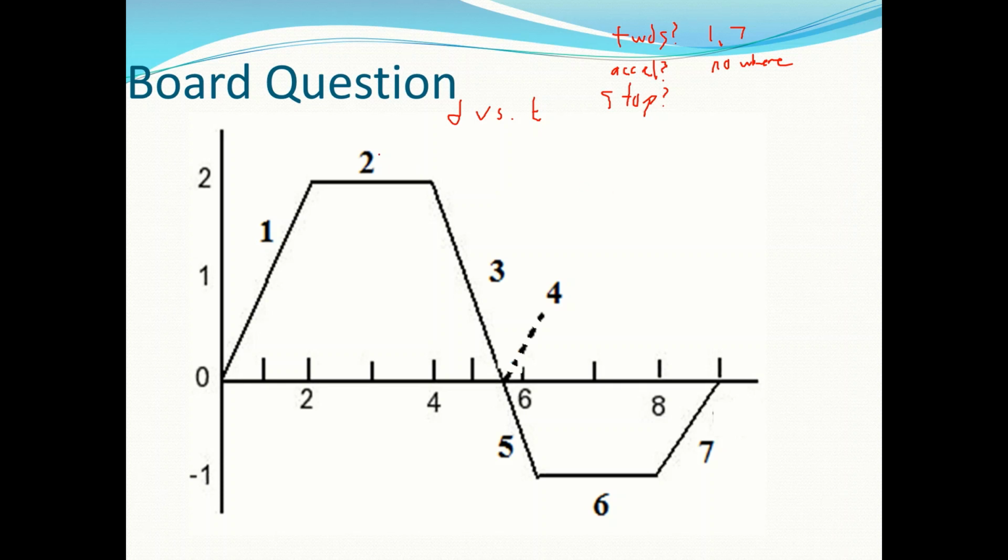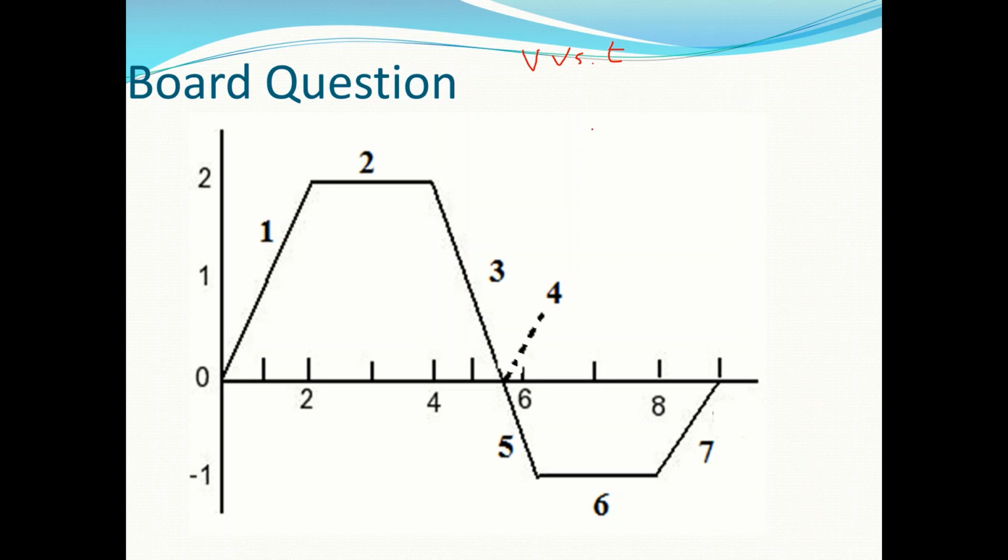Well, stopped is a flat line, so that's going to be 2, and that's going to be 6. So 2 and 6. Okay, so let's change this from a d versus t graph to a v versus t graph, and I'll ask you some questions about it.